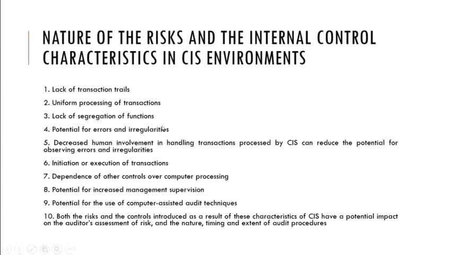And then dependence of other controls over computer processing, potential for increased management supervision and review, and potential for the use of CAATs or computer assisted audit techniques. So you should know the meaning of CAATs: computer assisted audit techniques. Then both the risks and the controls introduced as a result of these characteristics of CIS have a potential impact on the auditor's assessment of risk and the nature, timing, and extent of audit procedures.